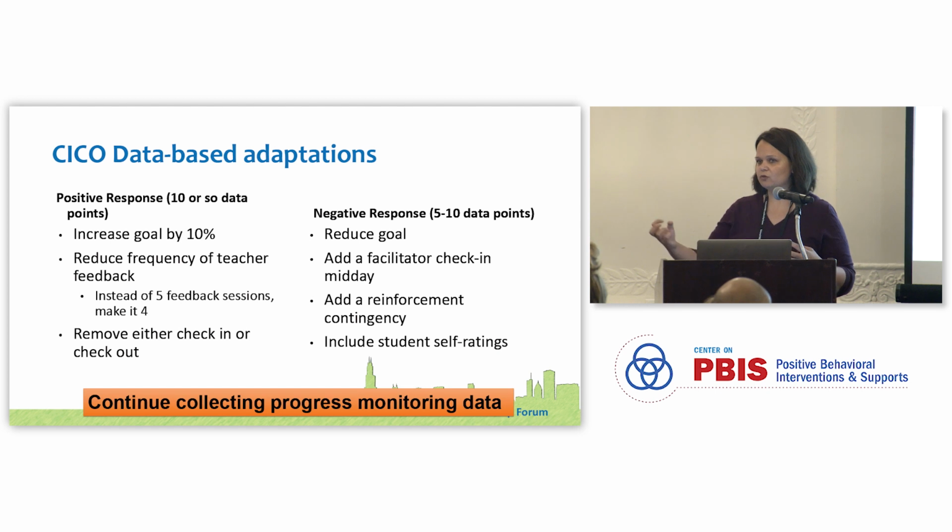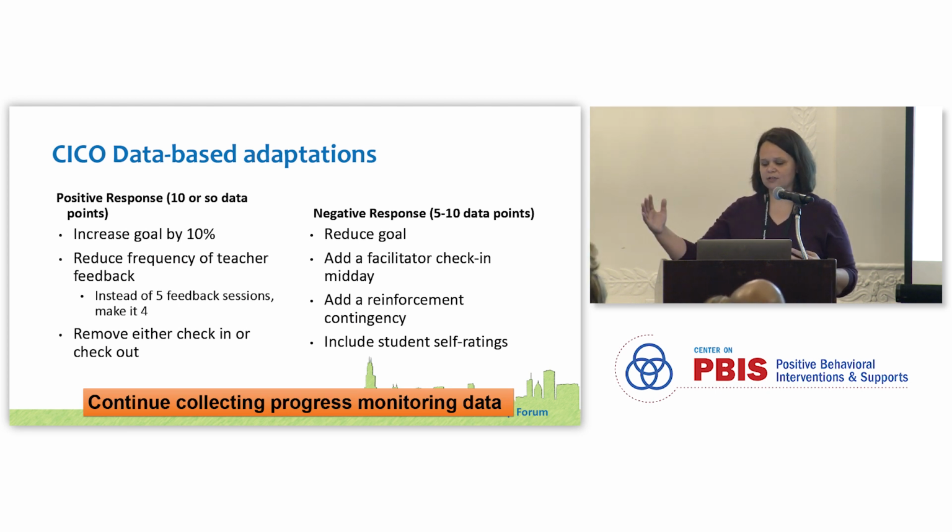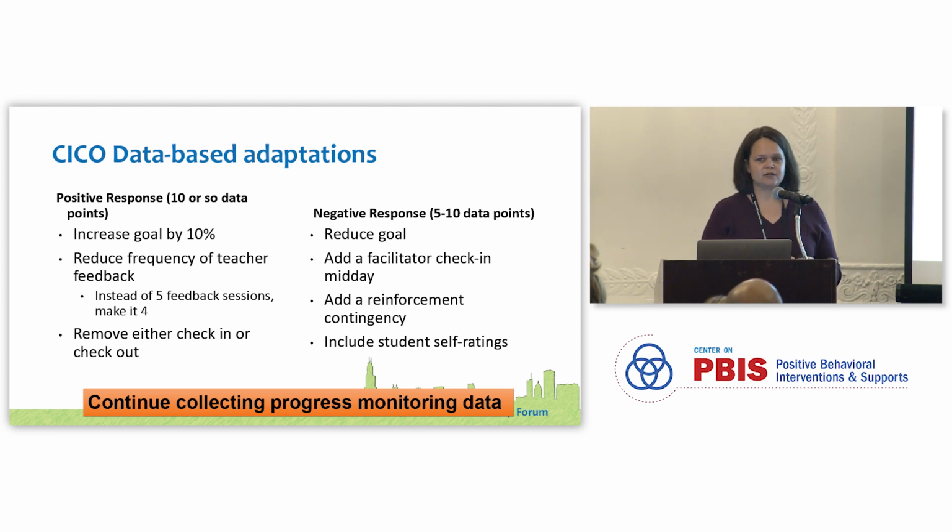So if they meet their goal for the first half of the day, they meet with their facilitator and they get some sort of prize. Do the same thing at the other half of the day, or just add it for the entire day. You can also include student self-ratings. So if the student really needs to be able to internalize and recognize these behaviors for themselves, you can have them rate for themselves when the teacher also rates them. And Angus will talk about that in a little bit.